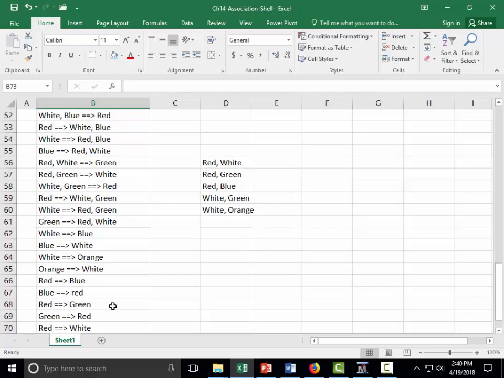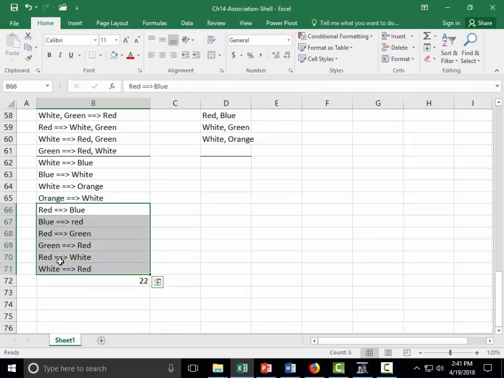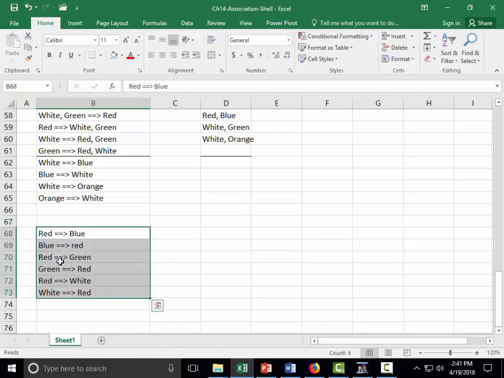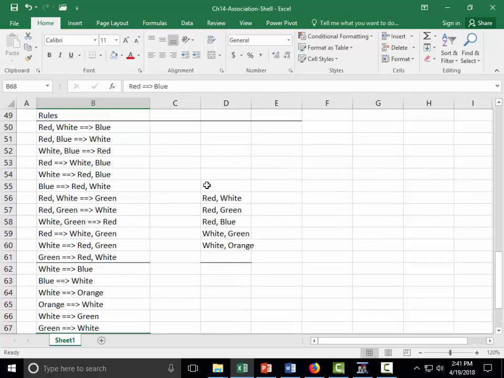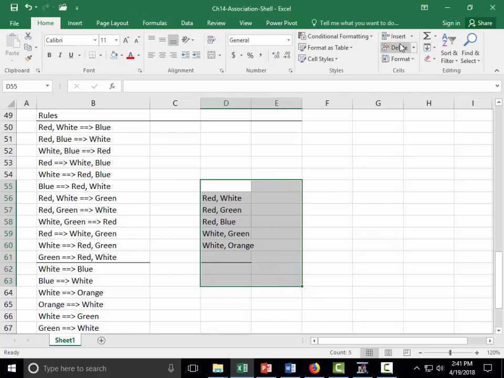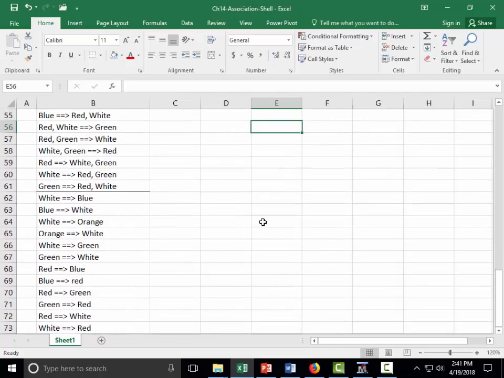I missed white, green. After orange, I went to the next one. So I missed white, green. White means green. Green means white. All right. Okay, so we have all the rules now.